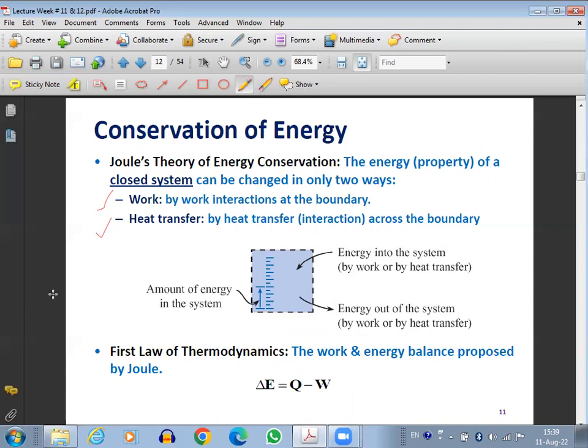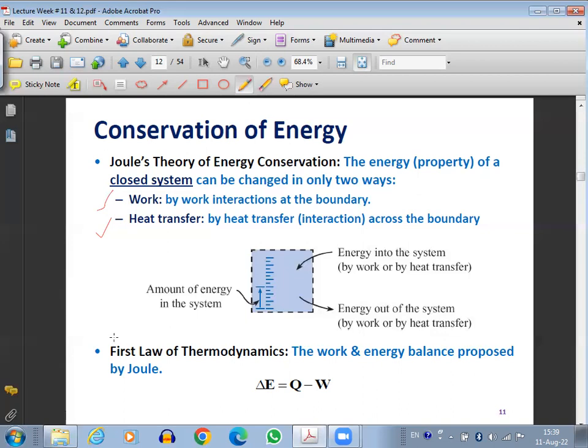So you have a system, a fluid system, and obviously everything around that system is a surrounding. So the system interacts with the surrounding in two ways. One way is by work, the other way is by heat transfer. And these are the two ways through which the energy interaction takes place at the boundary of the system.